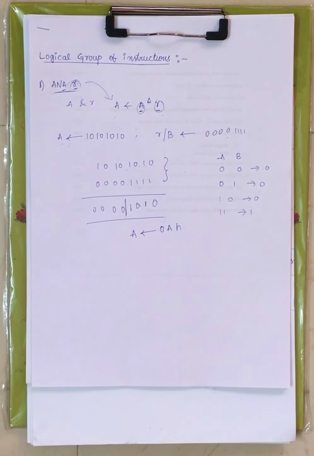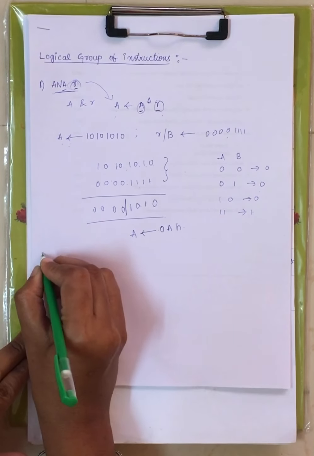Now similarly you can do the remaining logical operations by considering any example. I will give you that as an assignment. I have explained one example, and for the remaining logical group of instructions you have to explain each and every instruction with an example, which I will give you as an assignment by Saturday. Now coming to the next instruction.